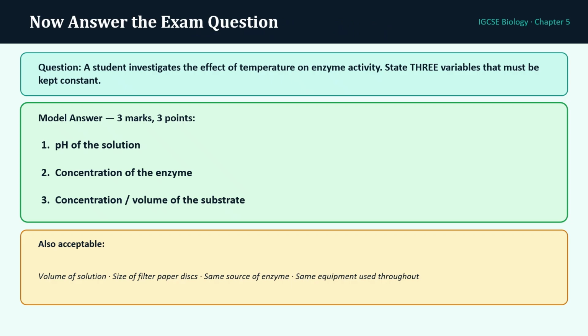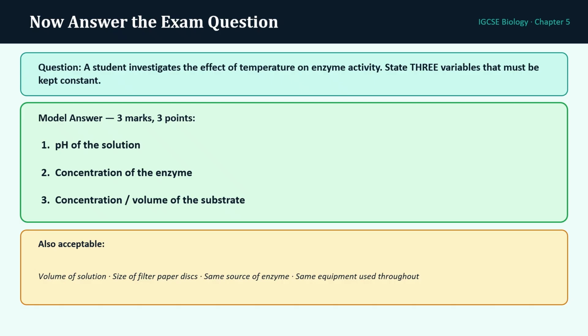Do you remember this question from the start? Here it is again. A student investigates the effect of temperature on enzyme activity. State three variables that must be kept constant. Here is your answer. 3 marks, 3 points. 1. pH of the solution. 2. Concentration of the enzyme. 3. Concentration or volume of substrate. These 3 will always get you full marks.